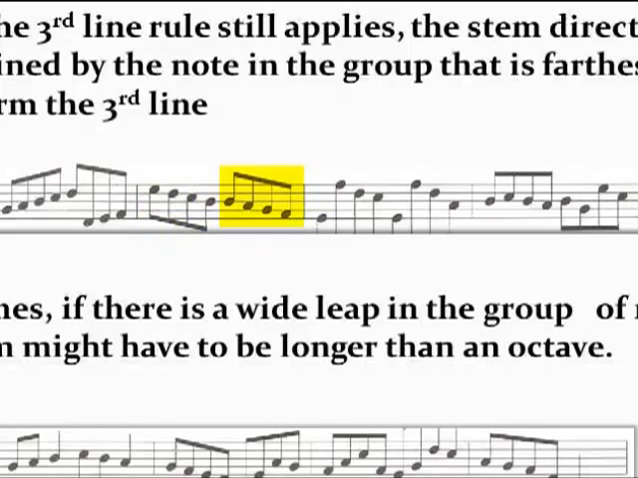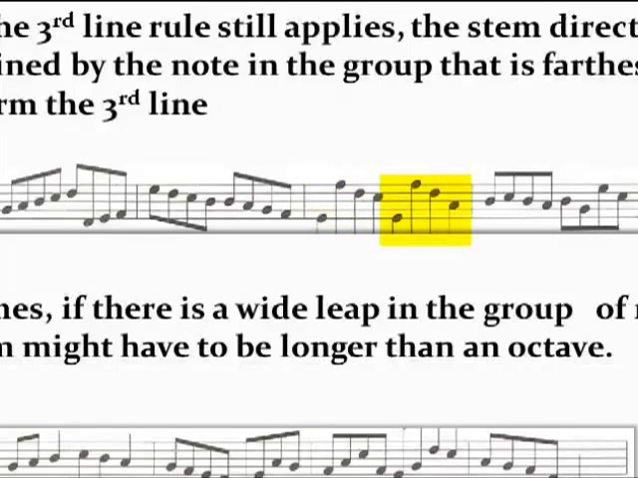In the next group, F is the furthest away, so all of those stems will go up. In the third measure, the second note, which is A, is furthest away, so all stems will go down. That also applies to the second group.